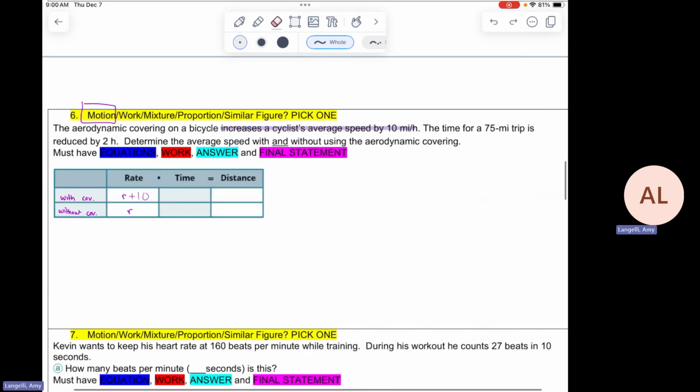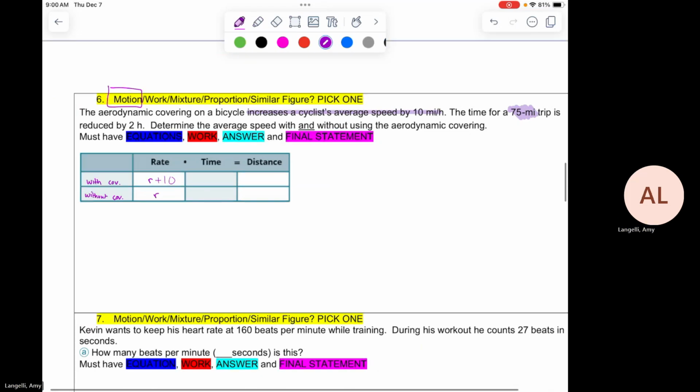All right, let's take a look at this 75-mile trip. Where does that go? Yes, I got very excited there. Yes, because the length of the trip is different. He's taking two trips that are 75 miles.